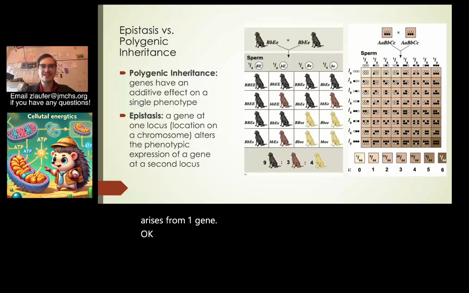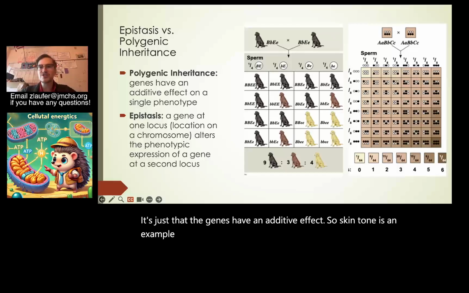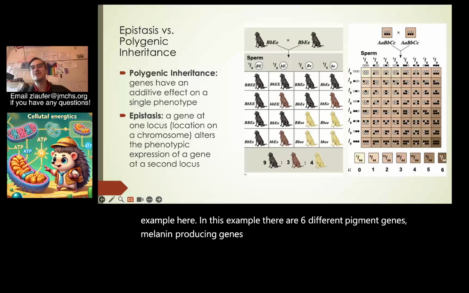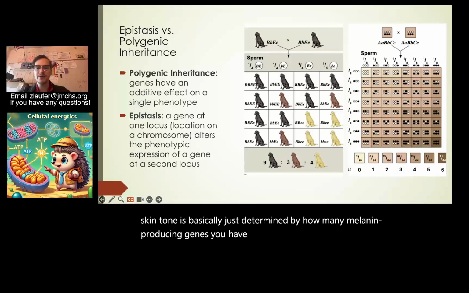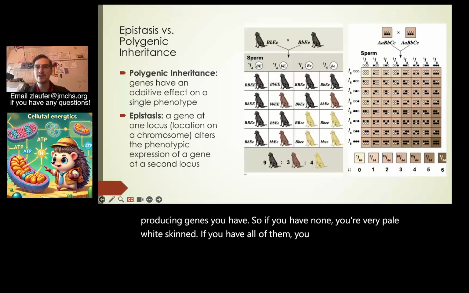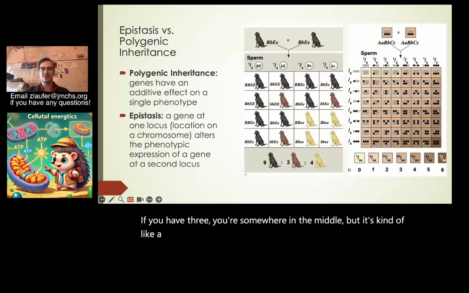Next, epistasis and polygenic inheritance. Polygenic inheritance is the more common one to need to know. It's just that the genes have an additive effect. So skin tone is an example here. In this example, there are 6 different pigment genes, melanin-producing genes, essentially. And the darkness of your skin tone is basically just determined by how many melanin-producing genes you have. So if you have none, you're very pale white-skinned. If you have all of them, you have darker skin. If you have 3, you're somewhere in the middle. But it's kind of like a gradual gradient. It's a smooth transition.